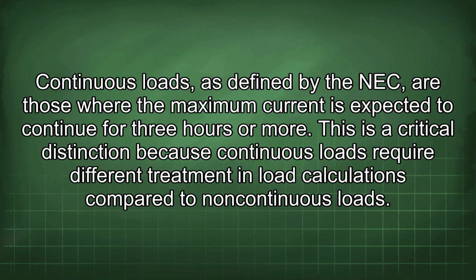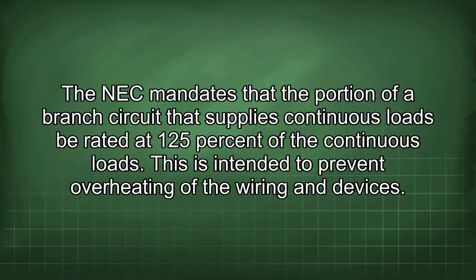Continuous loads, as defined by the NEC, are those where the maximum current is expected to continue for 3 hours or more. This is a critical distinction because continuous loads require different treatment in load calculations compared to non-continuous loads. The NEC mandates that the portion of a branch circuit that supplies continuous loads be rated at 125% of the continuous loads. This is intended to prevent overheating of the wiring and devices.